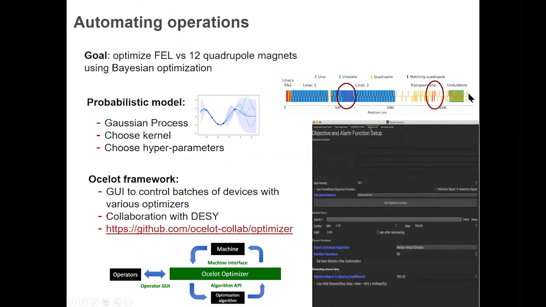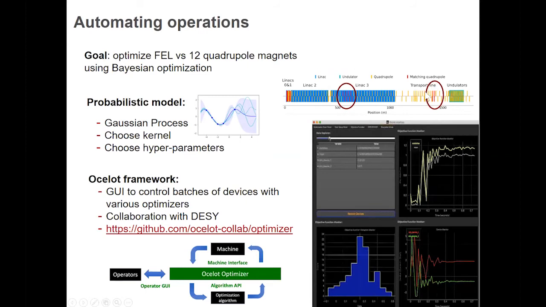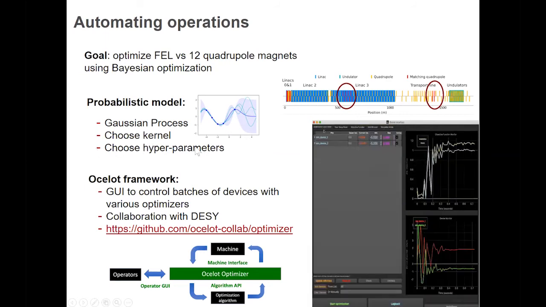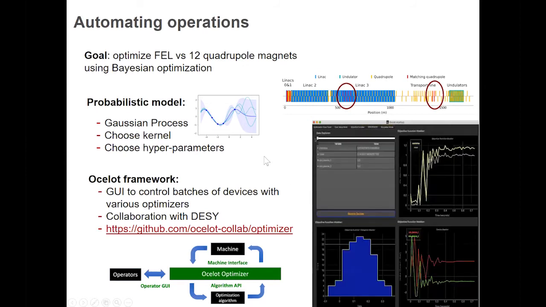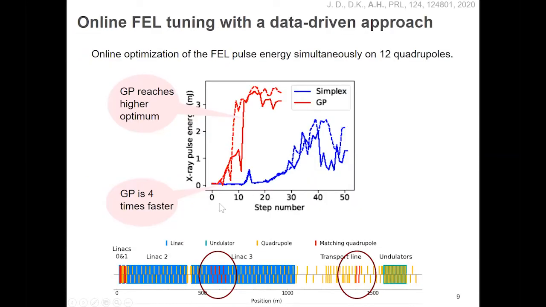We want to optimize the free electron laser energy with respect to 12 quadrupoles shown here. We build our probabilistic model with a GP, we choose the kernel, we tune the hyperparameters, and then we use a framework developed in collaboration with Daisy. This is just a GUI that controls batches of devices and connects between the machine interface and the algorithm API. With this, we applied it on the LCLS, and you can see that our GP reached a higher optimum of X-ray pulse energy, and it did it 4 times faster compared to the traditional simplex algorithm that was used.